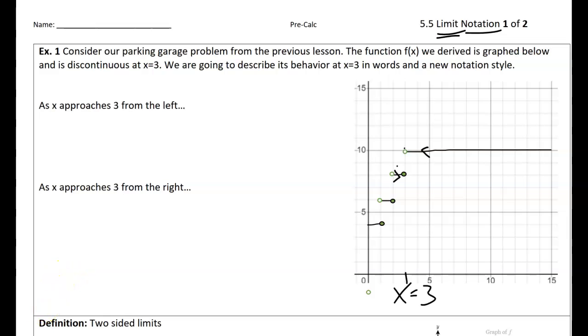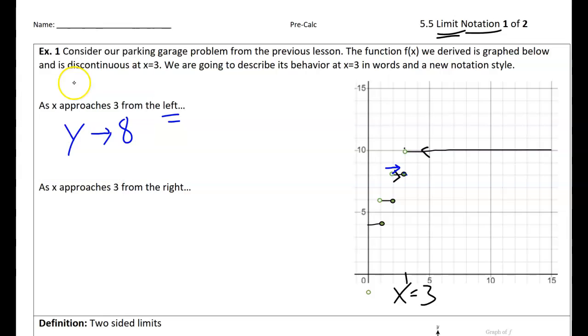Okay, so let's introduce this idea. It's a very simple idea. As x approaches 3 from the left, that is a value smaller than 3, imagine we're standing over here on the function walking towards my point x equals 3. My y values approach 8. So we're walking towards this point here. What that means in context is if I'm parking for a little bit less than 3 hours, as I get close to 3 hours from that direction, my price is approaching 8.